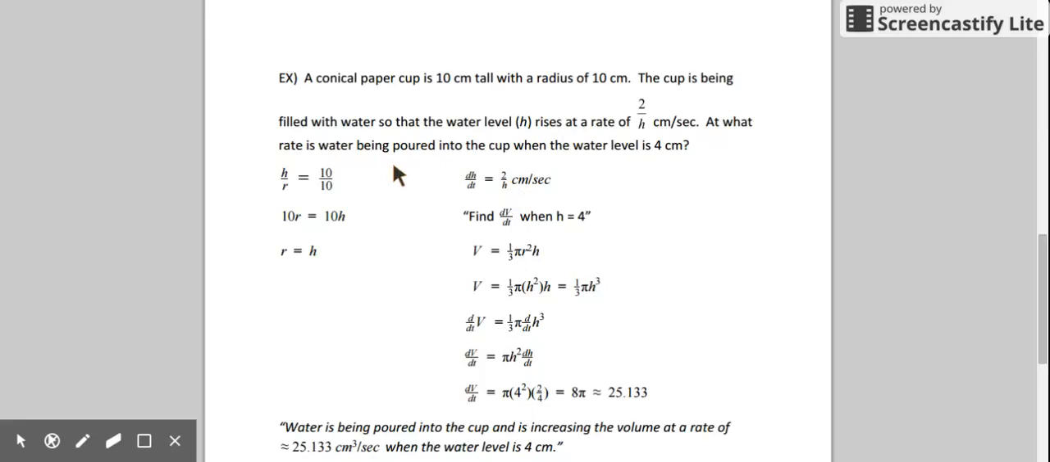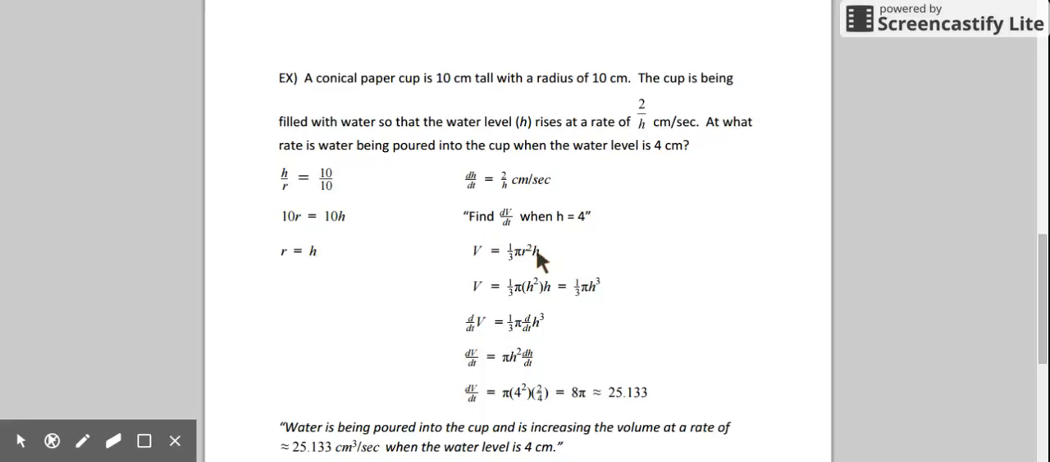We want to find the rate at which water is being poured into the cup, so we can interpret that as the volume inside the cup is changing. So we're going to solve for the rate at which the volume is changing with respect to time at the exact moment when the water level is 4 centimeters, or when H is 4.